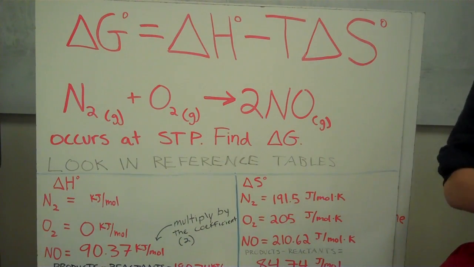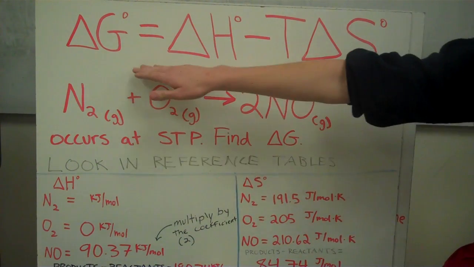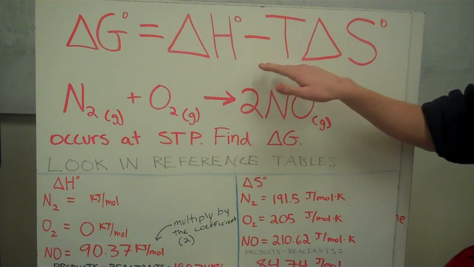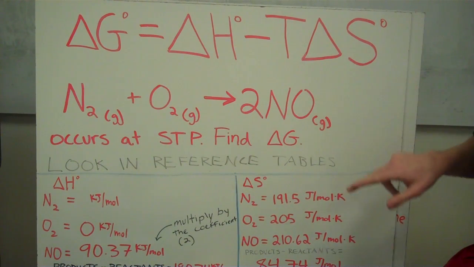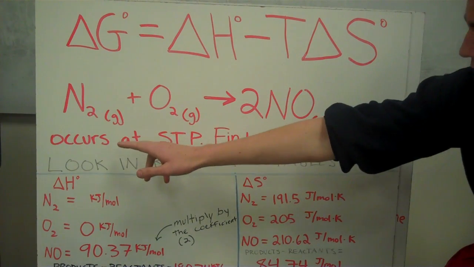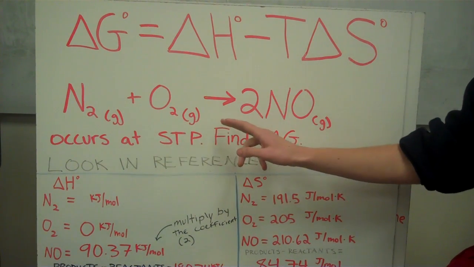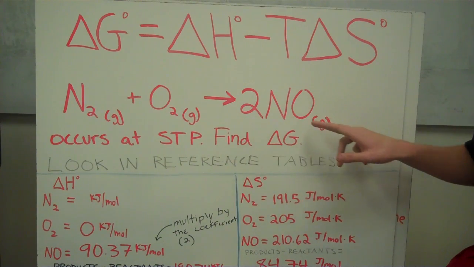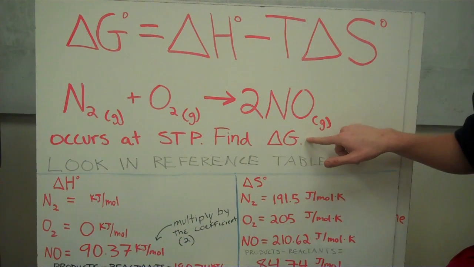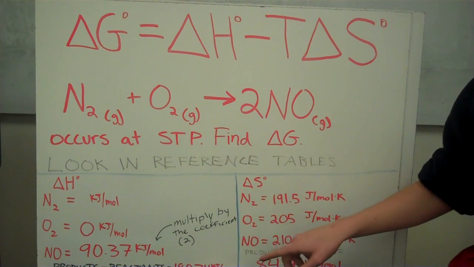So let's do a practice problem. Here's the state function I was telling you about earlier. Delta G is equal to delta H minus T delta S. Now, if we take a look at our reaction, nitrogen gas plus oxygen gas yields 2 nitrogen monoxide. This occurs at STP, and we need to find the Gibbs free energy.